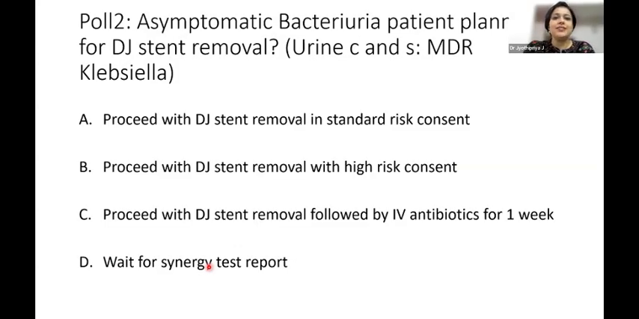The second poll is: asymptomatic bacteriuria patient planned for DJ stent removal, urine culture and sensitivity showing MDR Klebsiella. What's your approach? A, proceed with DJ stent removal with standard risk consent. B, proceed with DJ stent removal with high risk consent. C, proceed with DJ stent removal followed by IV antibiotics for 1 week. D, wait for synergy test report.